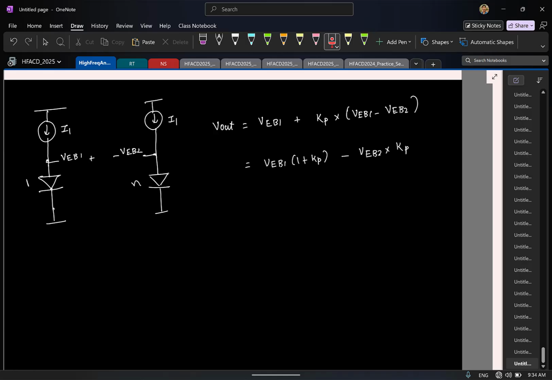Do you know some circuit using an op amp? Op amp, correct, but op amp alone I can't use. What should I use the op amp as? Inverting and non-inverting amplifiers, right? So let us say first I take the first term, I have VEB1. Should this be inverting or non-inverting? I use it as a non-inverting amplifier, so I take this op amp.